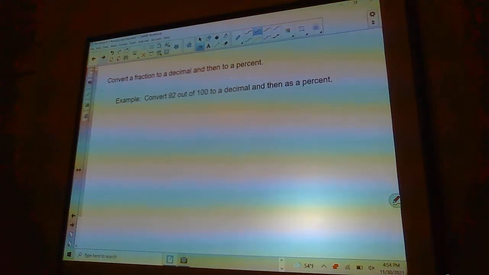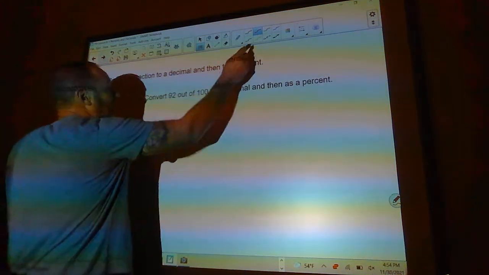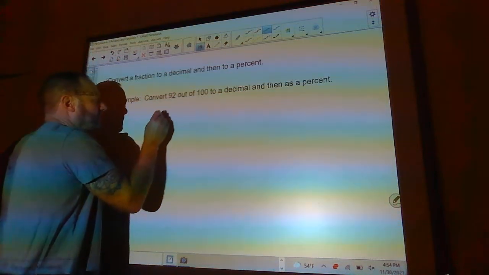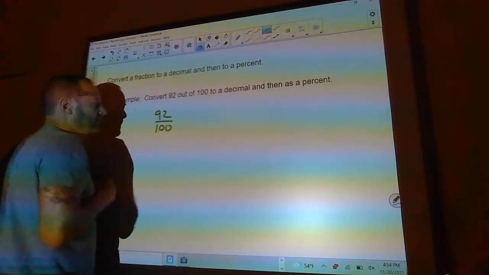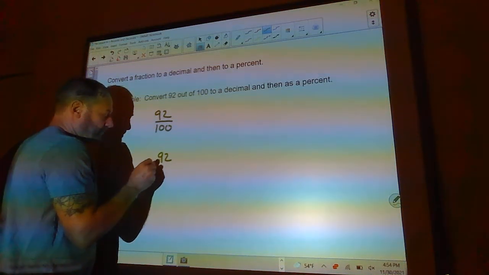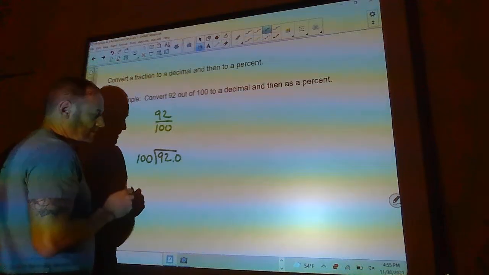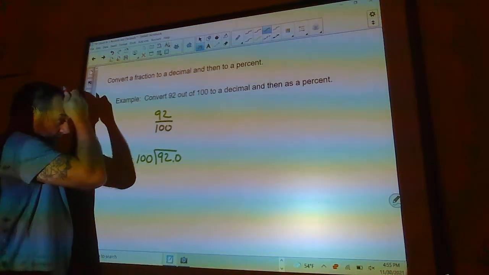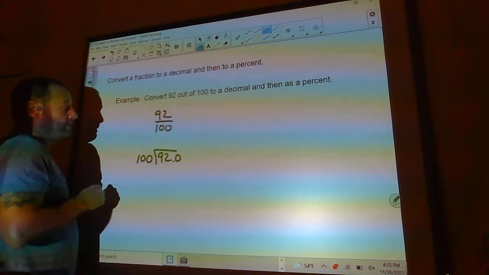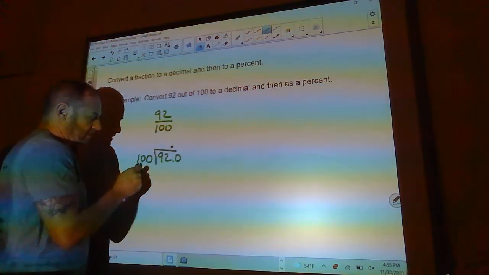Convert a fraction to a decimal and then to a percent. So convert 92 out of 100 to a decimal and then to a percent. Okay, so 92 out of 100, 92 100ths. Okay, so I can take that 92, I can divide that by 100. Okay, and then I'm going to get decimal right there.